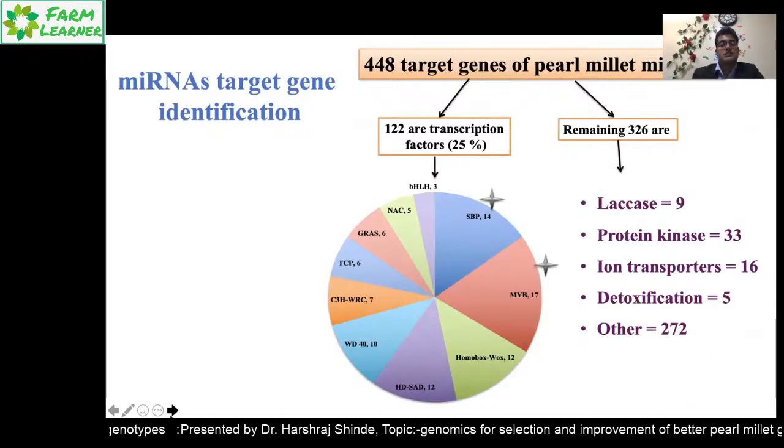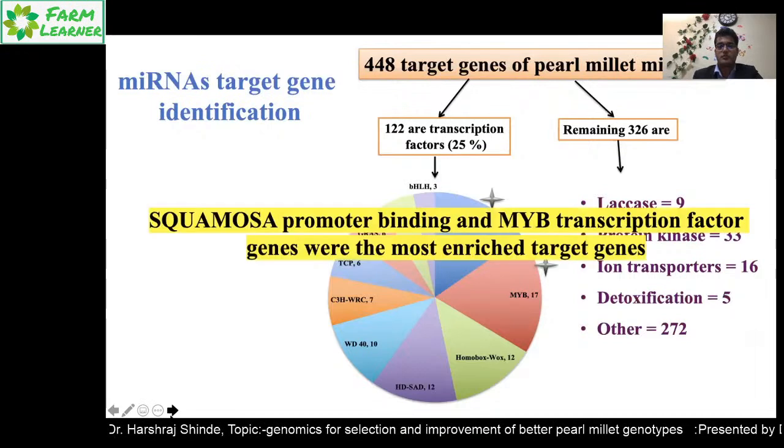Then we went for the target gene identification for these microRNAs, because microRNAs depend on their target genes for their functioning. We identified different families of target genes. Among them, squamosa promoter binding and MYB transcription factors were the most enriched target gene families.